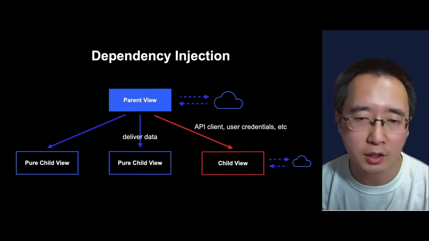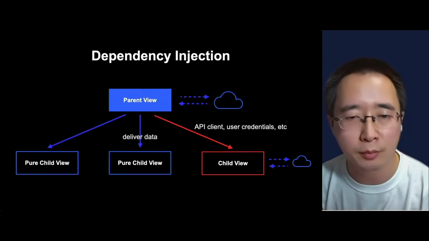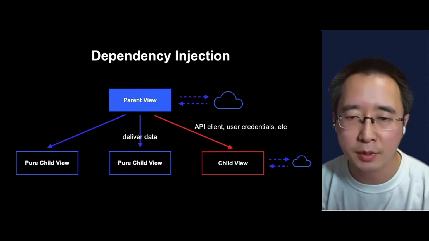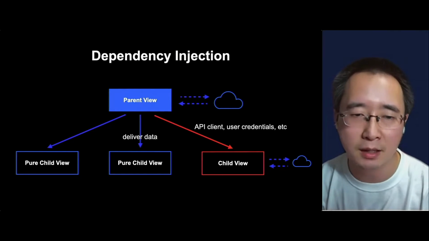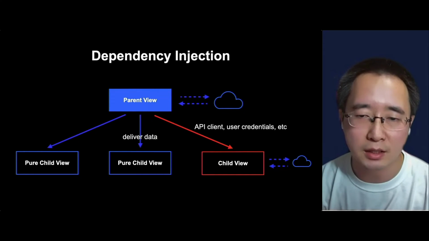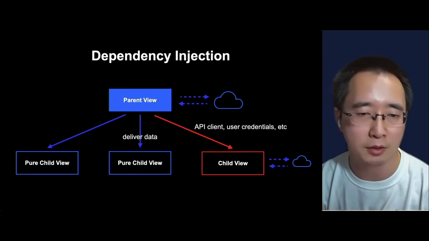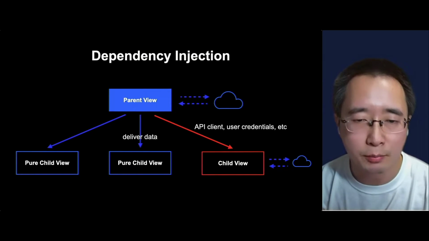Among them, the most critical is how to inject dependencies. For example, to get data from the remote server, we need an API client, maybe some user credentials. Of course, we are already doing the same thing in the parent view, so we can have the parent view pass them into child views. However, this causes a problem.